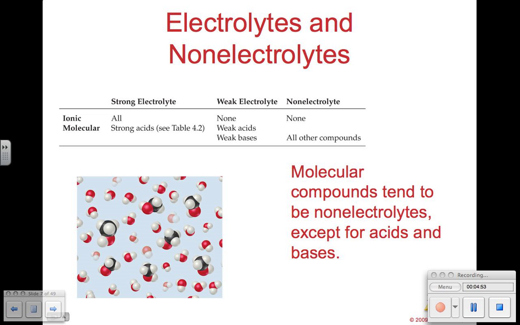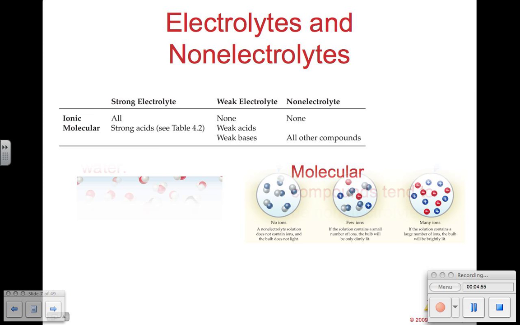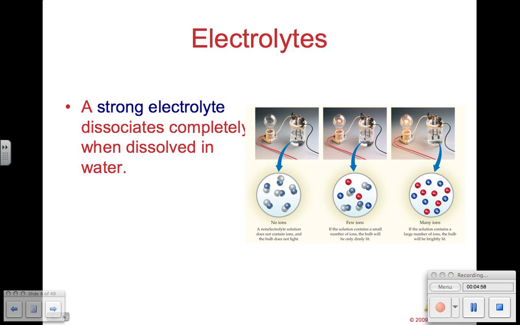All right, and I kind of went through all this concept. Molecular compounds tend to be non-electrolytes, except for acids and bases. Got it. All right, moving on. Okay, so this is kind of the definition of, or a picture talking about, an electrolyte.